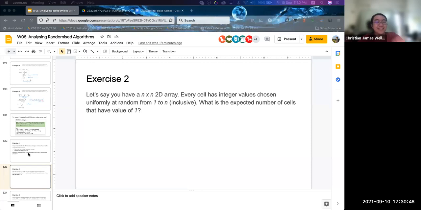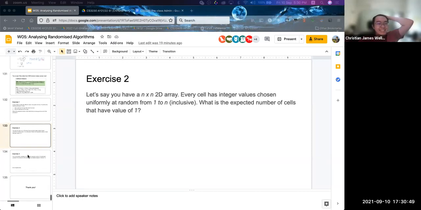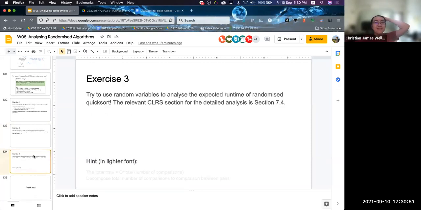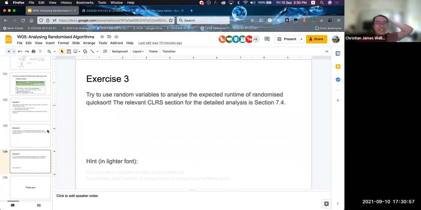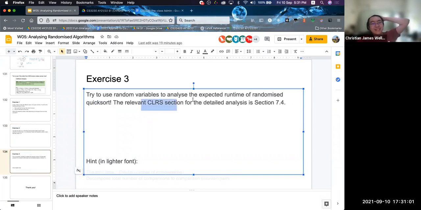Okay, so 2 people sent me their answers. The final challenge is to apply this to analyze randomized quicksort, and this is way more difficult than the examples I've given. But fortunately, the textbook gives the detailed analysis if you're interested. Okay, bye. This is torture.